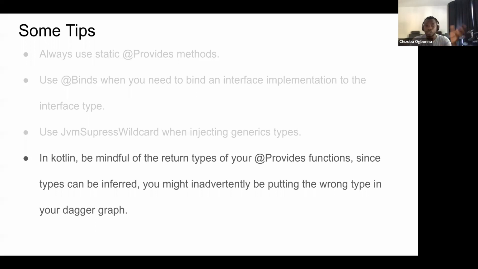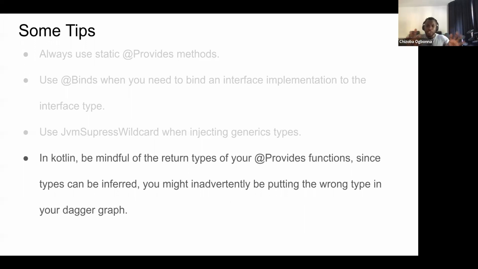And in Kotlin, also be mindful of your provide functions. This is also very key. I'll just do a very fast explanation. In Kotlin, the type can be inferred, right? So let's say you have an interface. Maybe the interface is a cache interface. So you now have an in-memory cache, you have a DB cache.